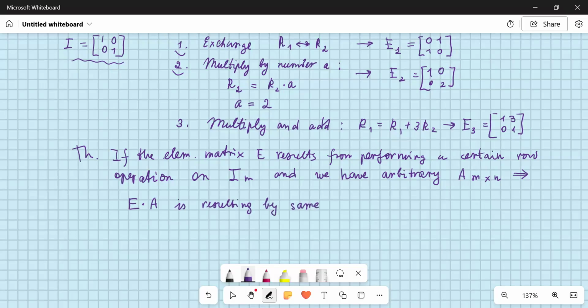same operation on A. Well, kind of looks long, but let me explain to you.